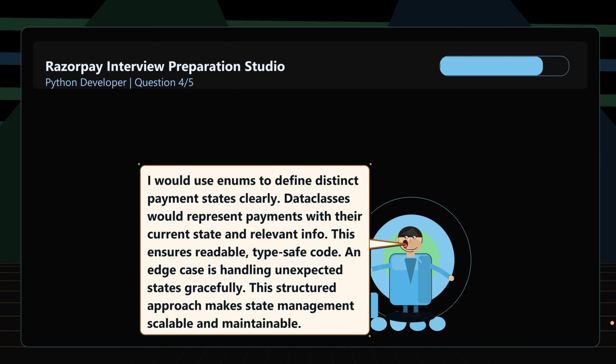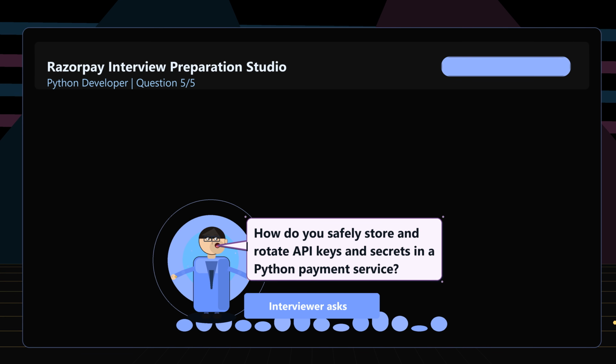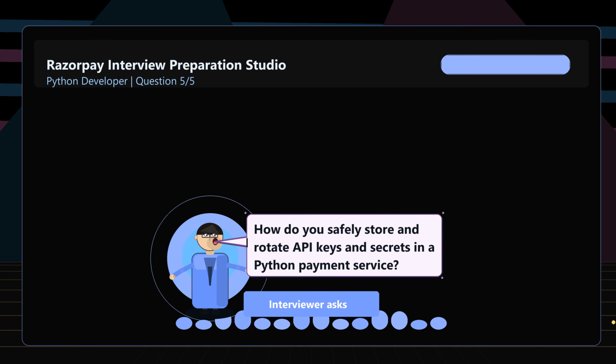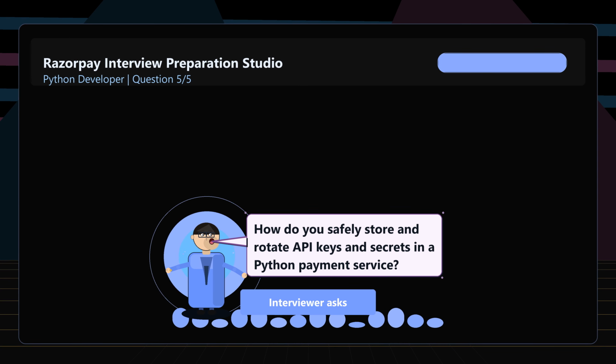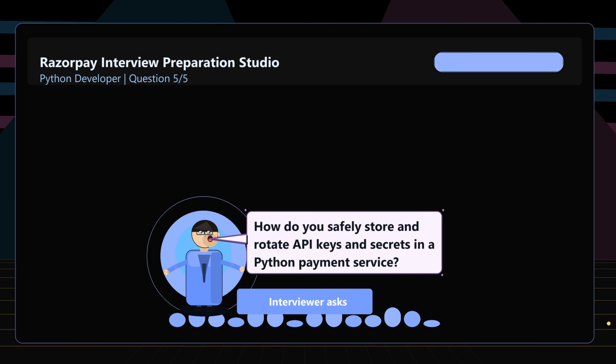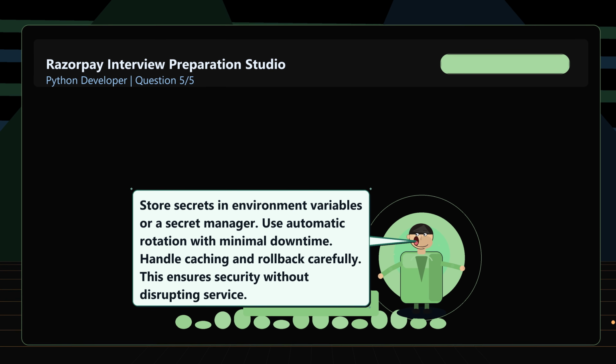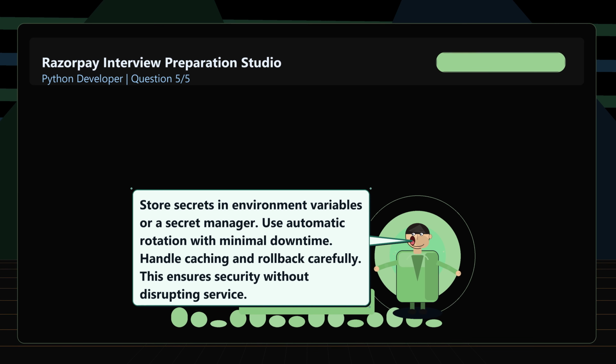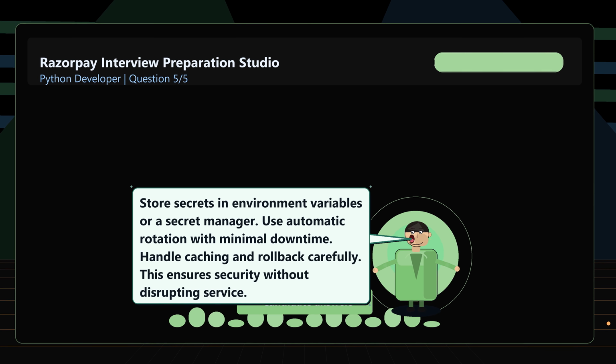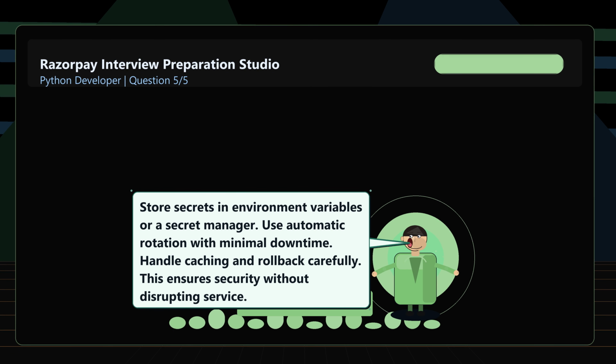Can you explain how you would safely store and handle rotation of API keys and secrets in a Python-based payment service application? In payment services, API keys and secrets must be stored securely outside the codebase, typically in environment variables or secrets management systems like Vault or AWS Secrets Manager.